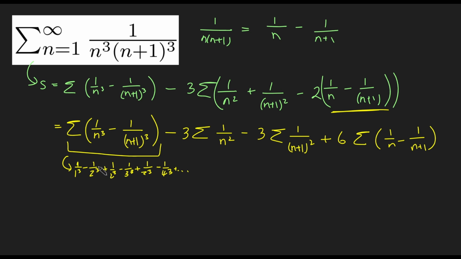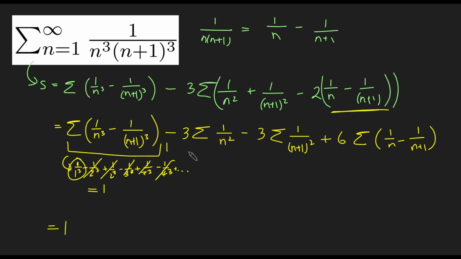And you can see here the minus 1 over 2 cubed cancels with the plus 1 over 2 cubed. The minus 1 over 3 cubed cancels with the plus 1 over 3 cubed. Minus 1 over 4 cubed cancels with the 1 over 4 cubed, and so on. And so all we're left with is this term at the start, which is just 1. So this first sum here evaluates to 1. Okay, what about this thing here?